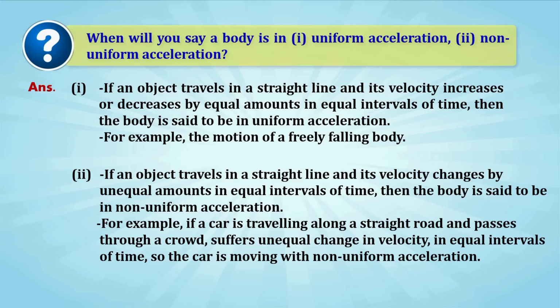For example, when a car travels along a straight road and passes through a crowd, its speed keeps changing irregularly. So, the car undergoes unequal changes in velocity in equal intervals of time. Therefore, the car is moving with non-uniform acceleration.